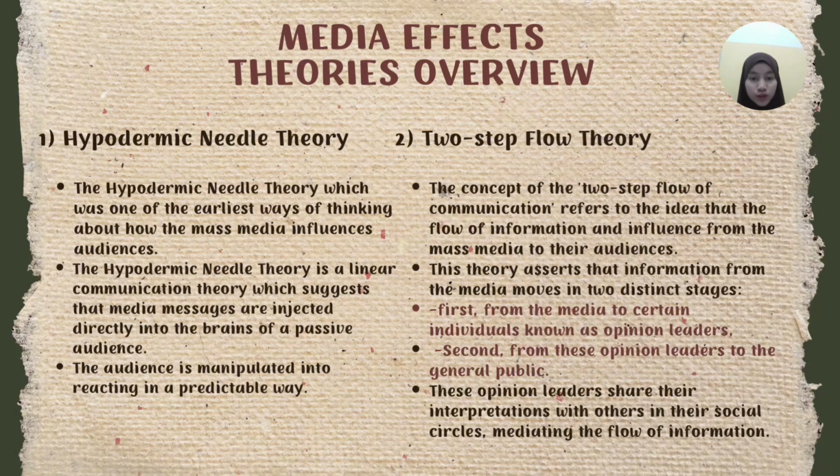Secondly, two-step flow theory. The concept of the two-step flow of communication refers to the idea of the flow of information and influence from the mass media to their audience. This theory asserts that information from the media moves in two distinct stages. First, from the media to certain individuals known as opinion leaders. Second, from these opinion leaders to the general public. These opinion leaders share their interpretation with others in their social circle, mediating the flow of information.